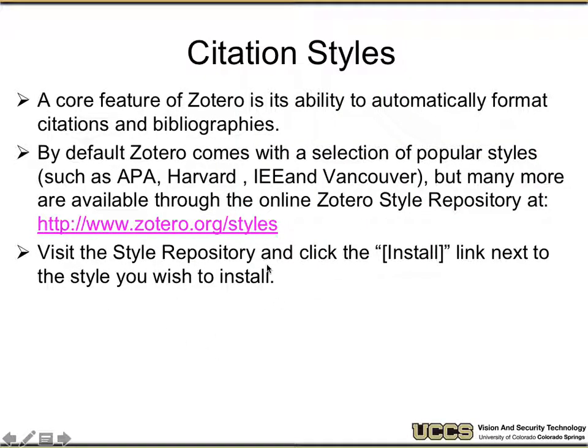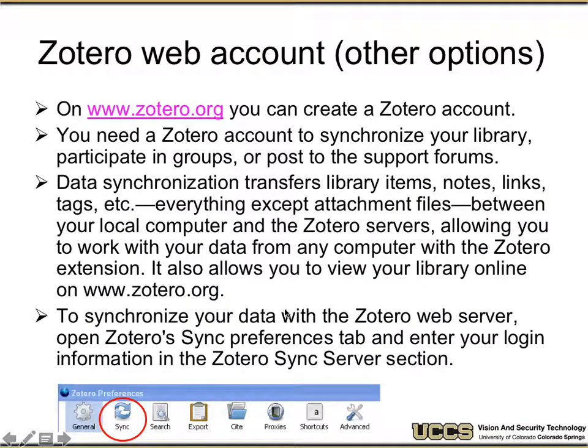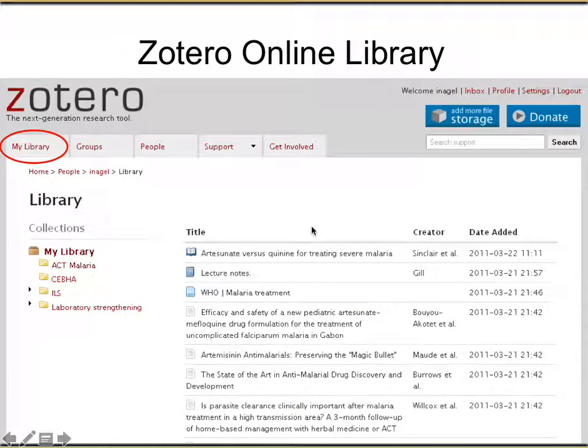Generally, Zotero has a wide selection of the most popular styles. There's also a repository of even more styles, so if I want something a little bit more esoteric, like the Harvard reference format, you can install it and then have other formats. Zotero allows you to have a library as a web account. Given that, you can have libraries of multiple bibliographies, which are useful when you're sharing them across multiple people.